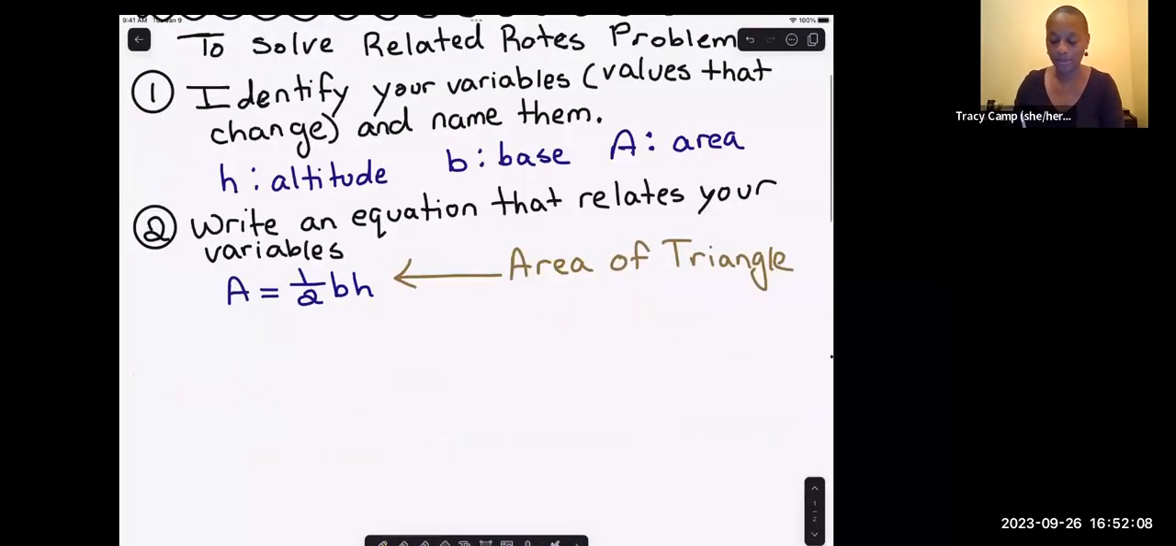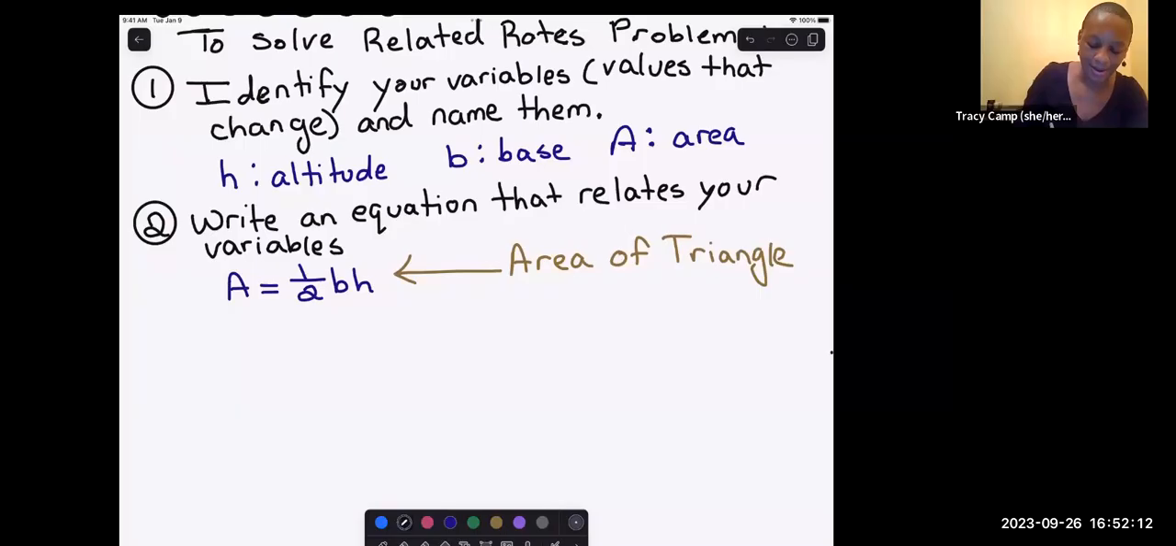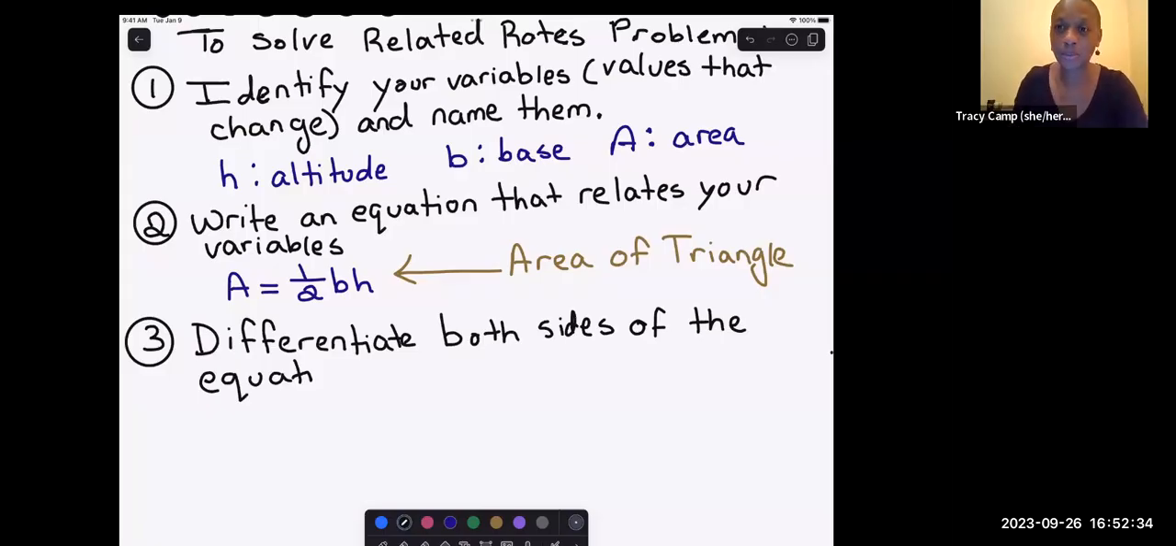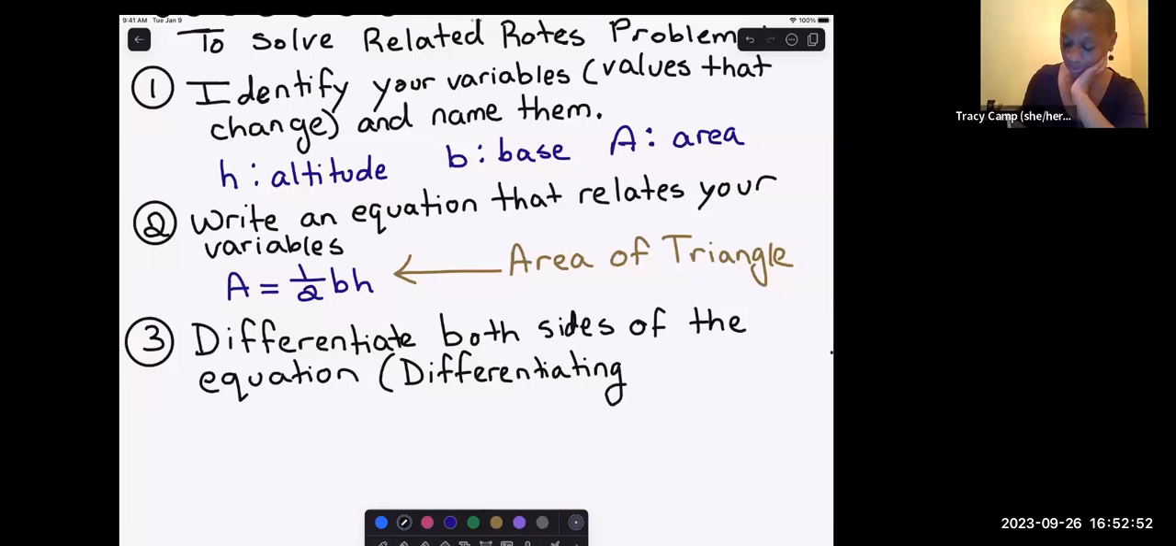Once you've done all this, and this is where the implicit differentiation comes in, you're going to differentiate both sides of your equation. And here's something to be really aware of, that you're actually going to be differentiating implicitly. So this is section 2.5 that we're basically doing all over again, but within situations where our variables represent something. So I wrote differentiating and I meant to write differentiate. So you're going to differentiate implicitly.